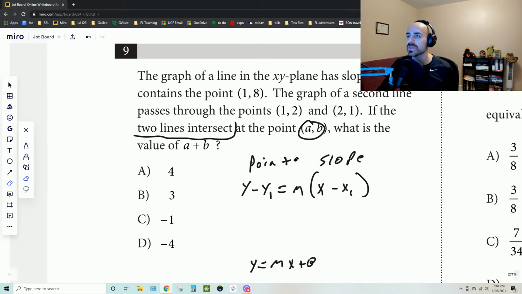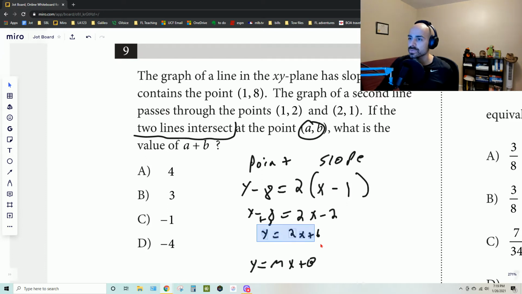So we're just going to do that now with our first equation. They tell us the slope is 2, so we can write it with 2, and then they give us the coordinates where y is 8 and x is 1. And now we just go ahead and solve for it. So this becomes y minus 8 equals 2x minus 2. Then y equals, you're going to add 8 to both sides, so 2x plus 6. So we got one equation done. Let me put that off to the side.